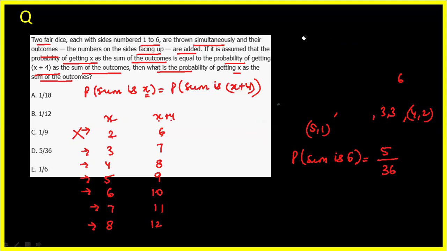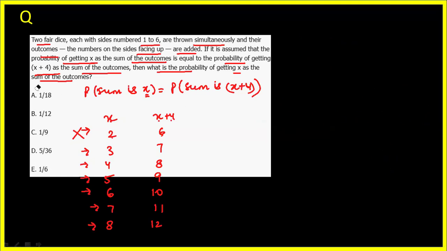All right, let's find out the cases. I have removed this. Let's find out the cases. Sum as 3. How can the sum be 3? It could be 1, 2, or it could be 2, 1. So what will be the probability that the sum is 3? That is going to be 36 total, yes or no? And 2 outcomes, so 2 upon 36.